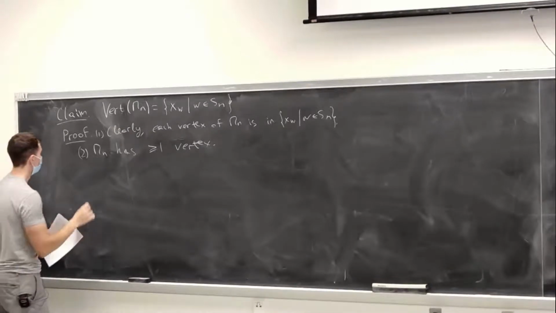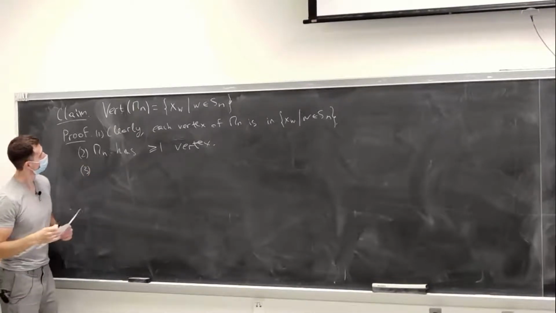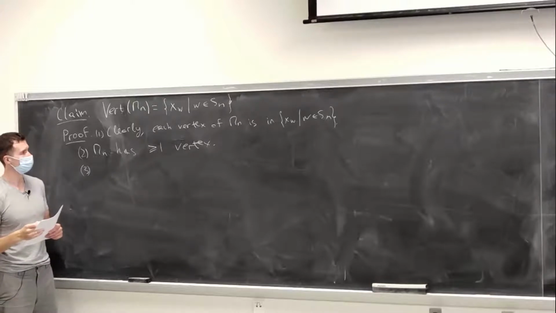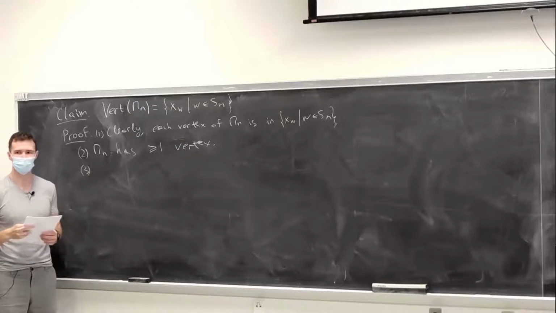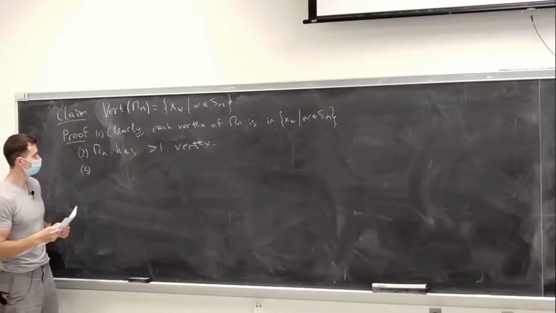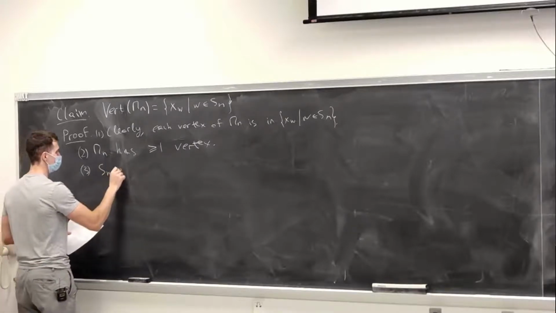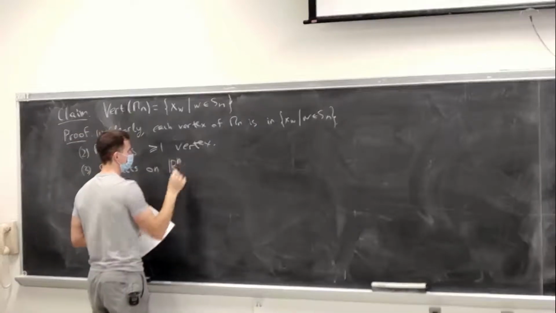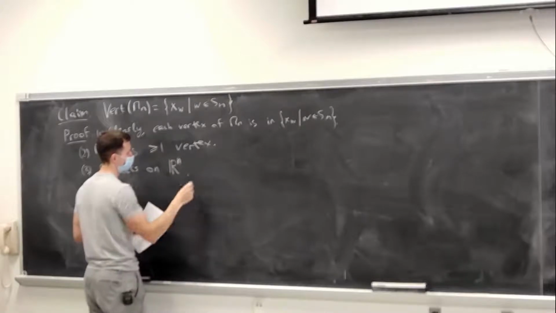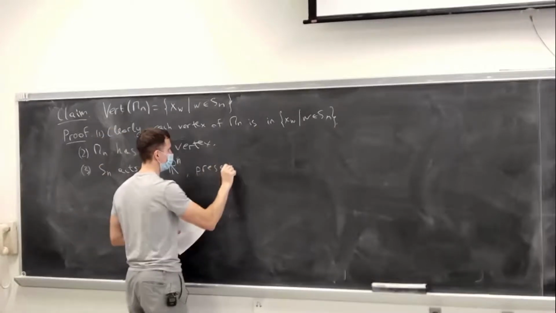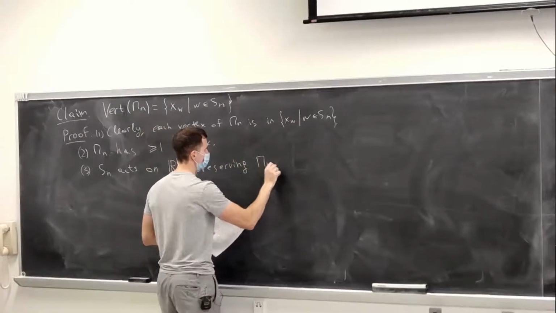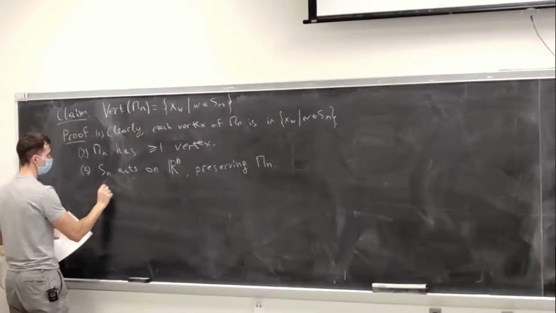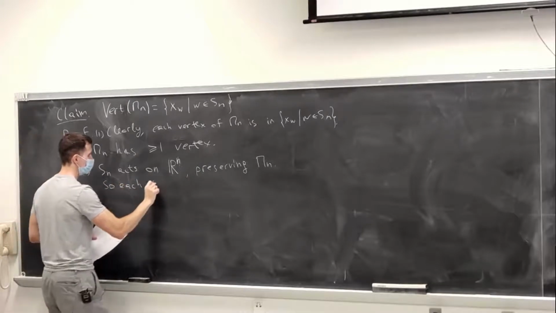That would be true. And the next step is I'm going to say that's it. I'm done with the proof. And why am I done with the proof at this point? Because it's symmetric. Sn acts on Rn by permuting coordinates, and it preserves the Permutohedron. So each xw is a vertex.